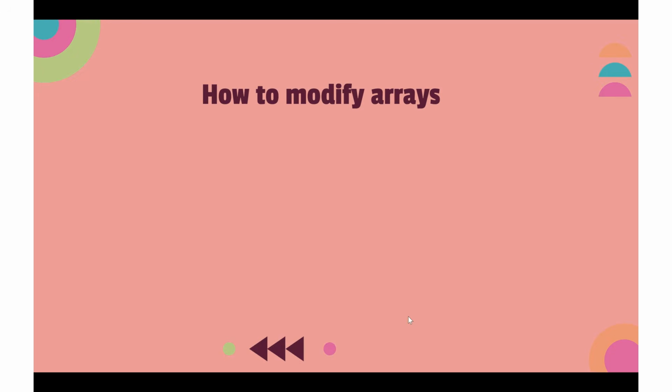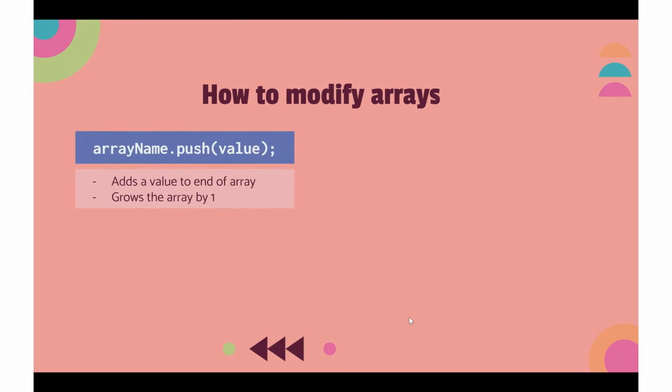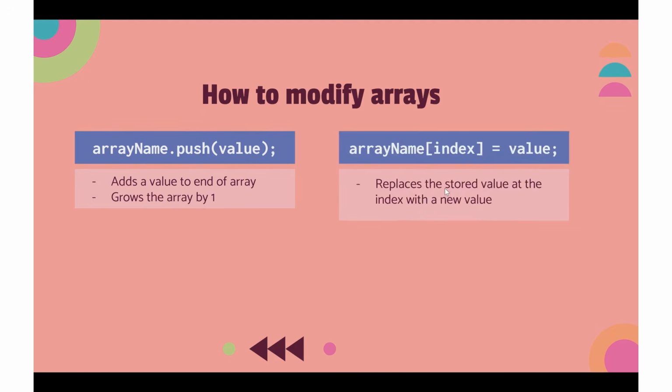How to modify arrays. You can do array name dot push value, and it adds a value to the end of the array, and it grows it by 1. So it would add one more locker and one more value to the array. Array name, rectangular bracket, index, is equal to value. This is how we can store and edit a value. We can replace the value inside that specific index with a new one.